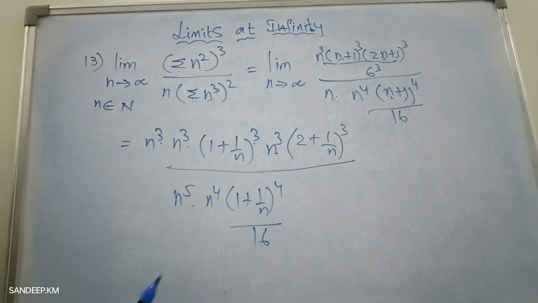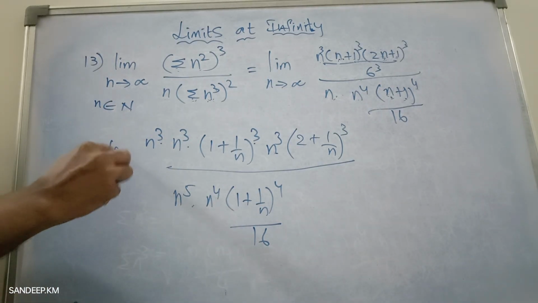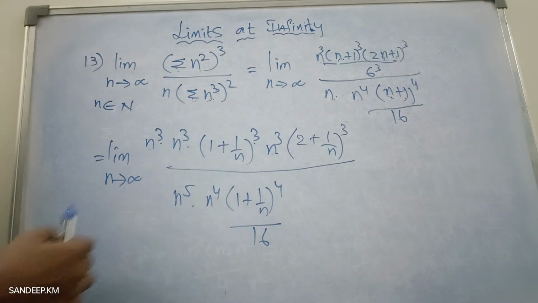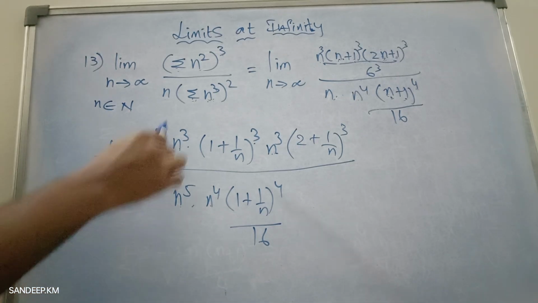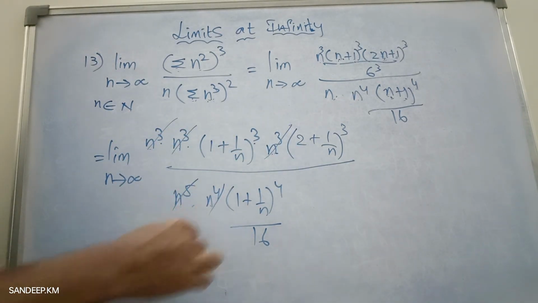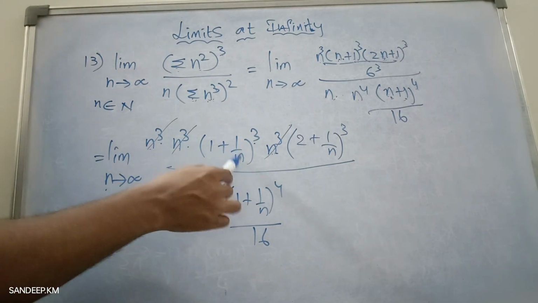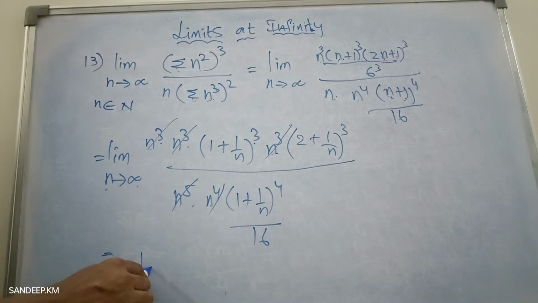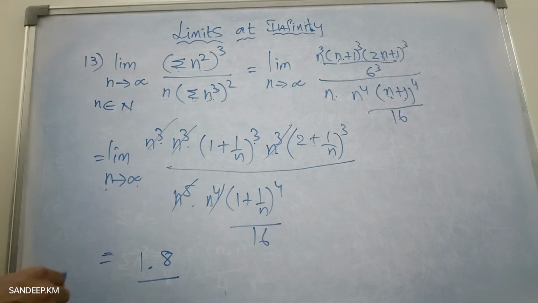Dear students, observe the numerator. This is limit n approaches infinity. N cube into n cube into n cube is n power 9. N power 5 into n power 4 is also n power 9. So they will get cancelled. As n approaches infinity, 1 by n approaches 0. So therefore, we write 1 plus 0 whole cube, so 1 into 2 plus 0 whole cube, which is 8, divided by 1 plus 0 whole cube, which is 1.